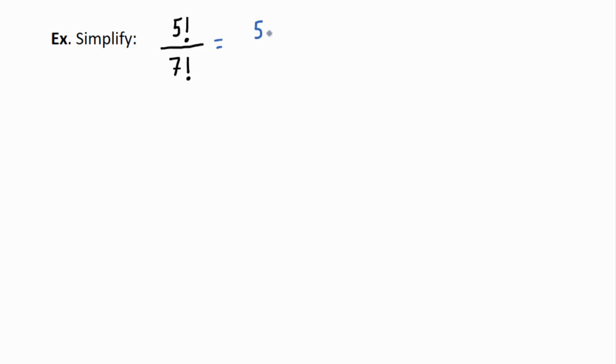You could say 5 factorial over, okay, what's 7 factorial? 7 times 6 times, we could keep going, but why not make it 5 factorial? Do you see what will happen? Now, this only works because we have operations of multiplication in the numerator and denominator.